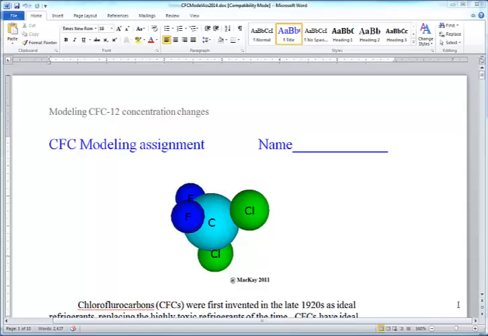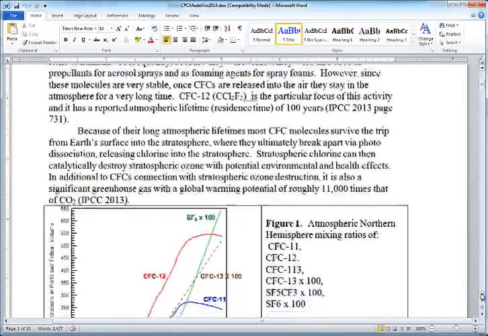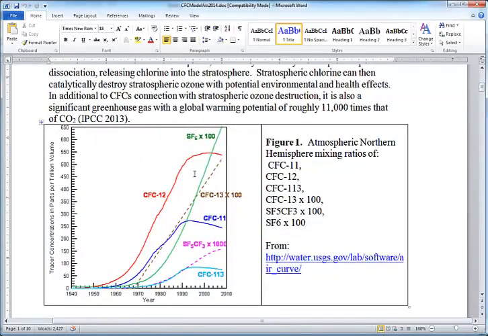In this activity, we're going to explore the atmospheric concentrations of CFC using data and a model. CFC stands for chlorofluorocarbons, and our particular focus will be on CFC12 for two reasons. One, as you can see from this graph of data extending through about 2008, CFC12 has the highest atmospheric concentration of all the CFC molecules. The other reason is that the atmospheric lifetime or residence time of CFC12 is 100 years.